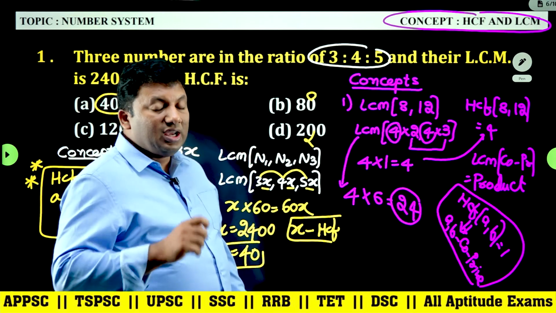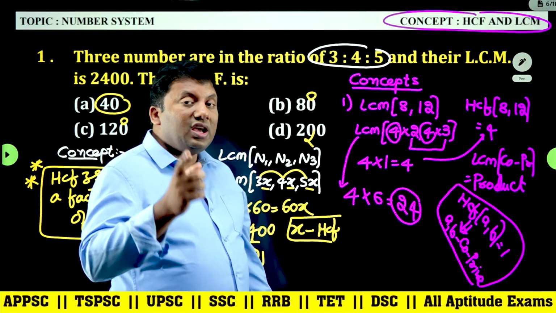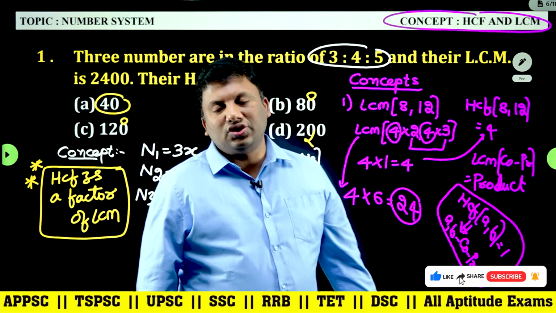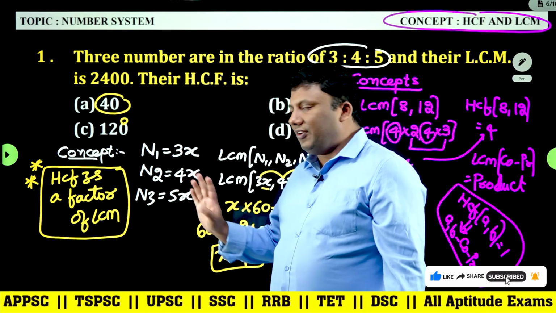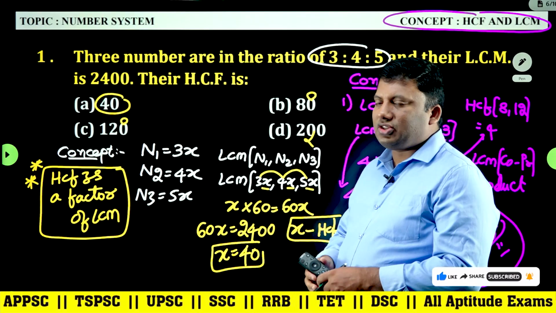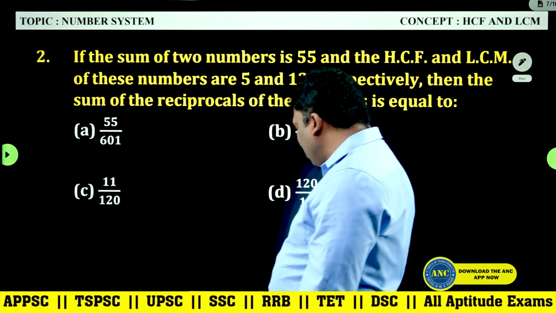First key point. Second key point: HCF of co-prime numbers is always 1. Third key point: HCF should be a factor of LCM. Three key points that we learnt. Next one, please read the question, sir.